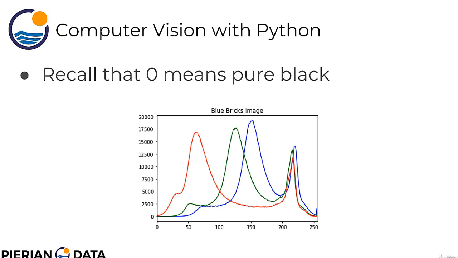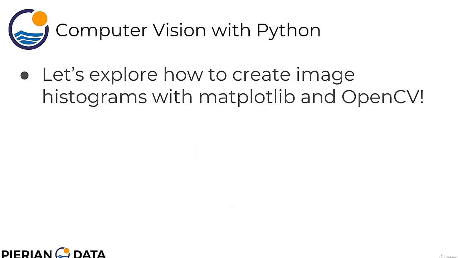Now recall that 0 means pure black. So if you have an image of a lot of black, you would expect to see a lot of peaks in the black, or peaks near 0, I should say. Let's explore how to create image histograms with Matplotlib and OpenCV.